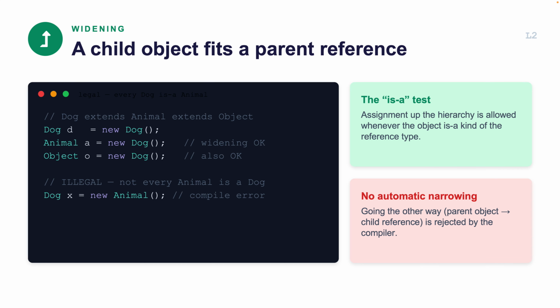This is the foundation that makes polymorphism possible, because it lets us treat many different child objects through one common parent type reference. Going the other direction, from general back to specific, is a different story, and that's what we have up for the next slide.